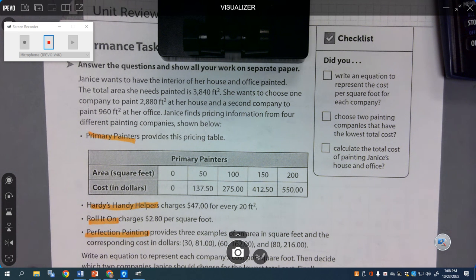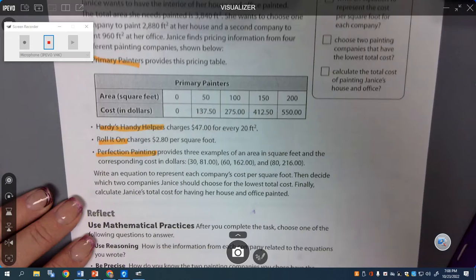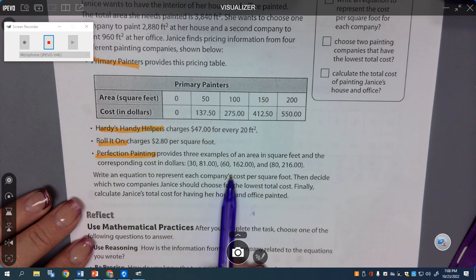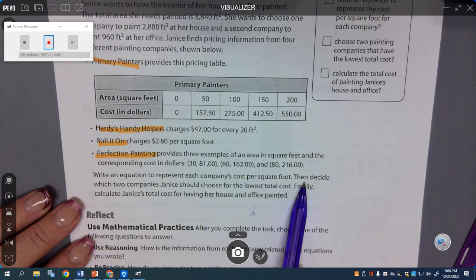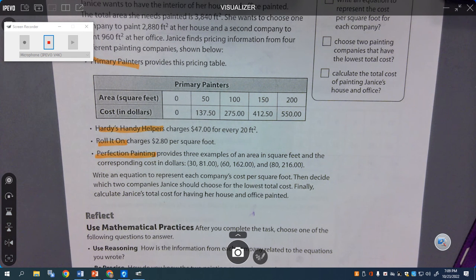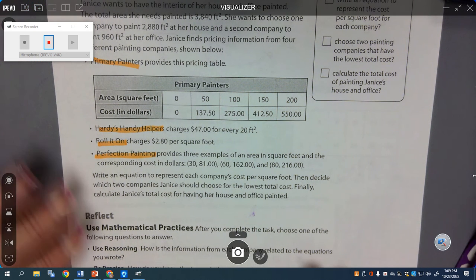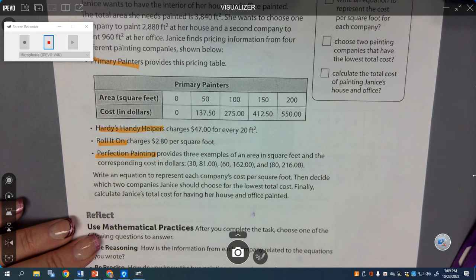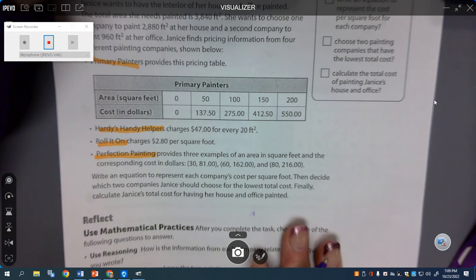So let's see what we have to do here. It says write an equation to represent each company's cost per square foot. Then decide which 2 companies Janice should choose for the lowest possible cost. Finally, calculate Janice's total cost for having her house and office painted. So the first thing we're going to do is write an equation. And in order to write the equation, remember, we have to find the constant of proportionality. We have to find the unit rate for every single one of them.